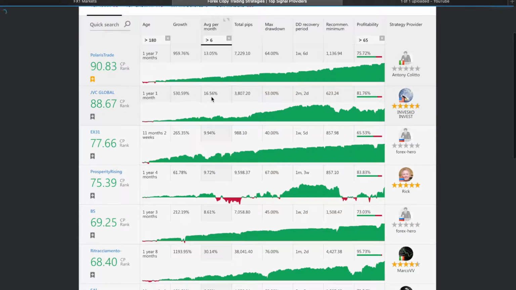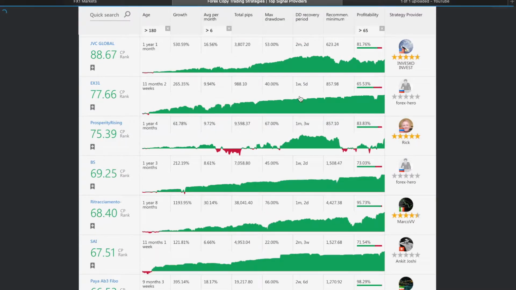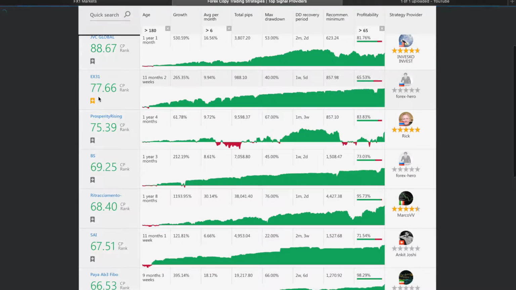This trader has 16% average monthly and 3,000 pips which been traded. 53% drawdown. 2 months and 2 days it took for this trader to recover. So actually I'm not looking for that much waiting, so I'm not going to choose this trader. Forex Hero, 77 rank, 265% in a year, almost 10% average monthly. Drawdown is big, it's 40%, but it's 1 week and 5 days time it took for recovery. I'm a guy taking risks, so I will put this in my favorite first.